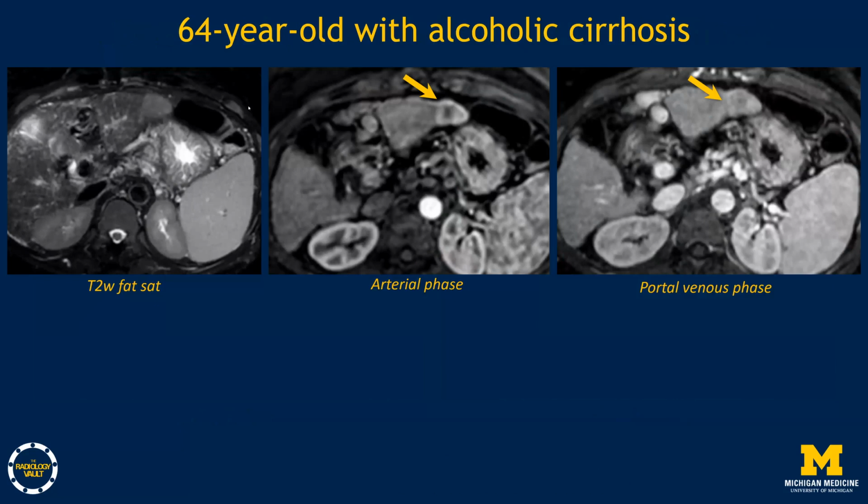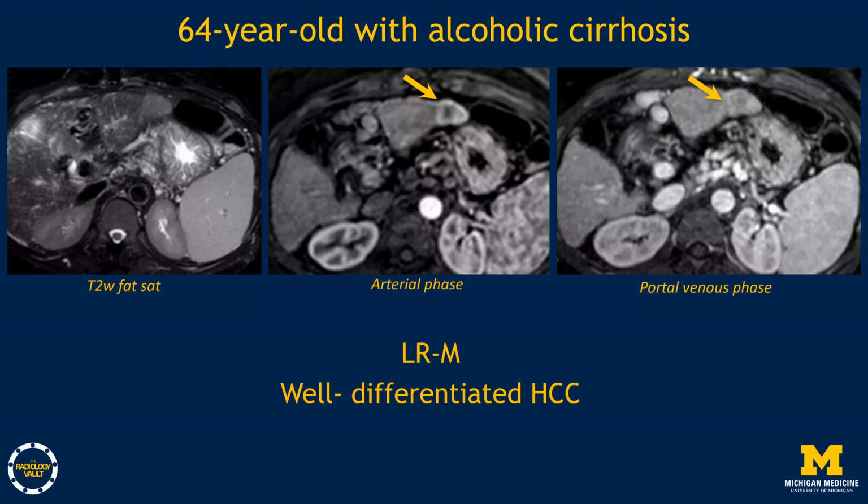Here we have another observation. This is a person with alcoholic cirrhosis, had ill-defined signal on T2 weighted sequence with arterial phase hyperenhancement at the periphery with some area of central washout here. Based on the arterial phase imaging, it qualified as rim arterial phase hyperenhancement. This was called a targetoid lesion, LR-M, and was biopsied and turned out to be a well-differentiated HCC.